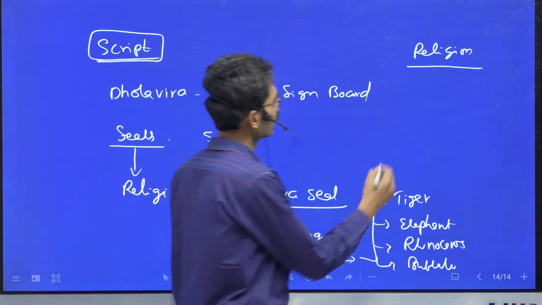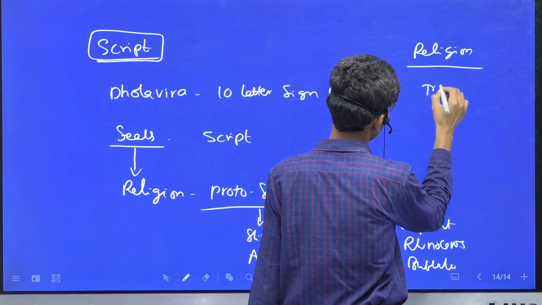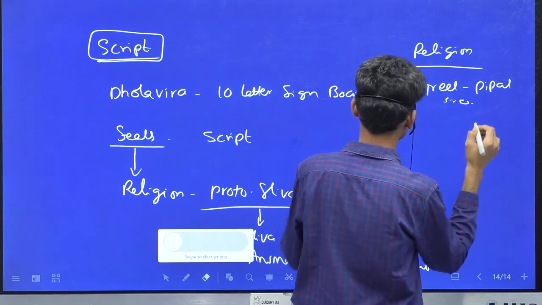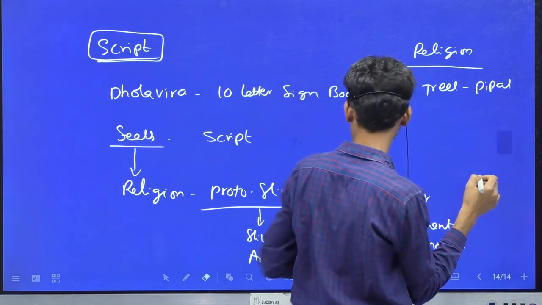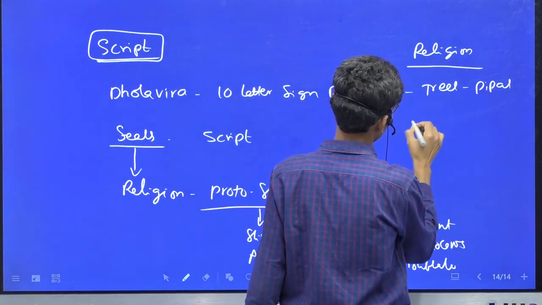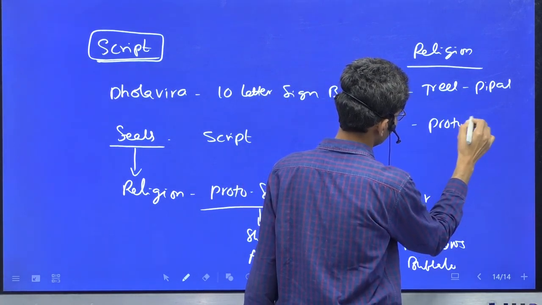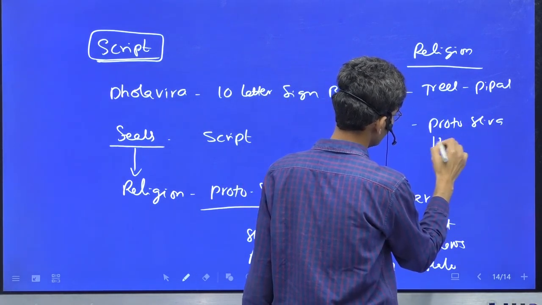When it comes to religion, they were believing in tree worship, like peepal tree. Then Proto-Shiva, that means human worship.